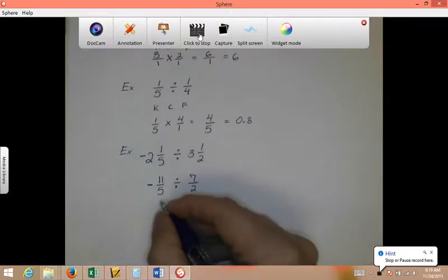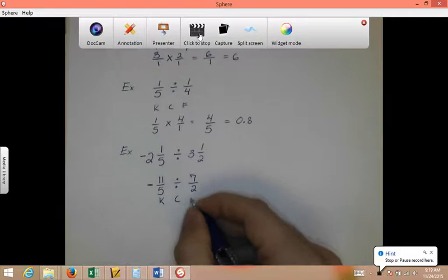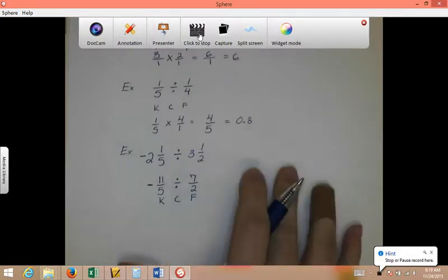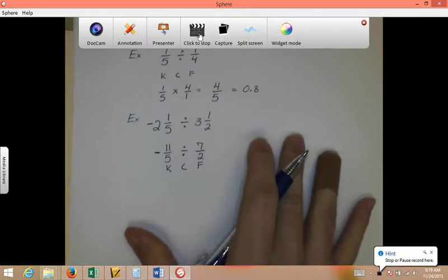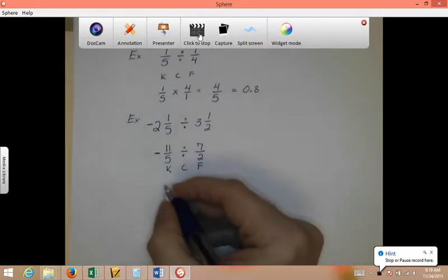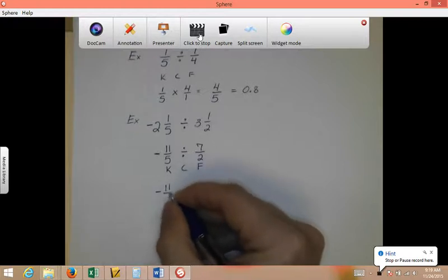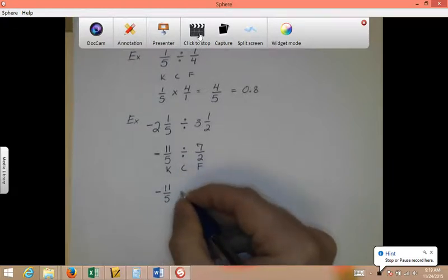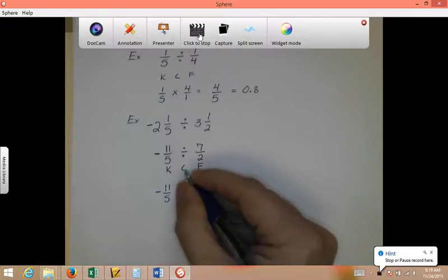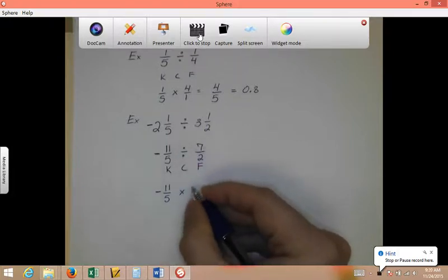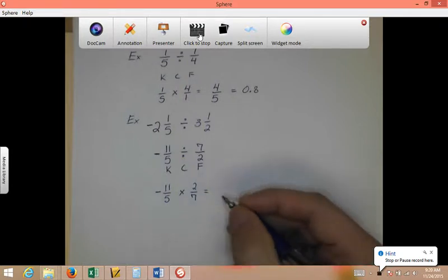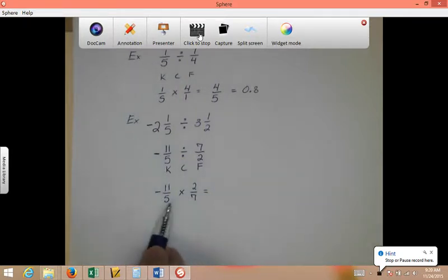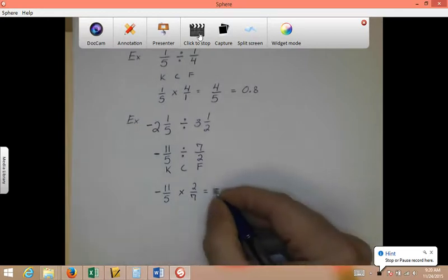Now I'm going to use my keep, change, flip, KCF, and I strongly recommend you actually write the letters until you're really used to it. That way you don't mix things up. So now we have negative 11 over 5, because we kept that, times, because we changed that, and flip 2 over 7. Negative fraction times a positive. Signs are different, so my answer is negative.